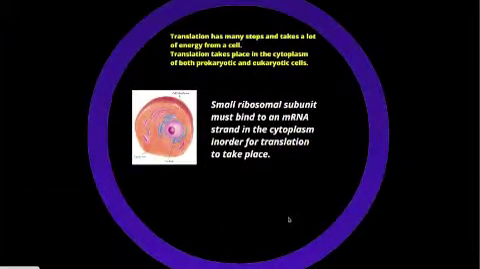Translation has many steps and takes a lot of energy from a cell. Translation takes place in the cytoplasm for both prokaryotic and eukaryotic cells. The small ribosomal subunit must bind to an mRNA strand in the cytoplasm in order for translation to take place.